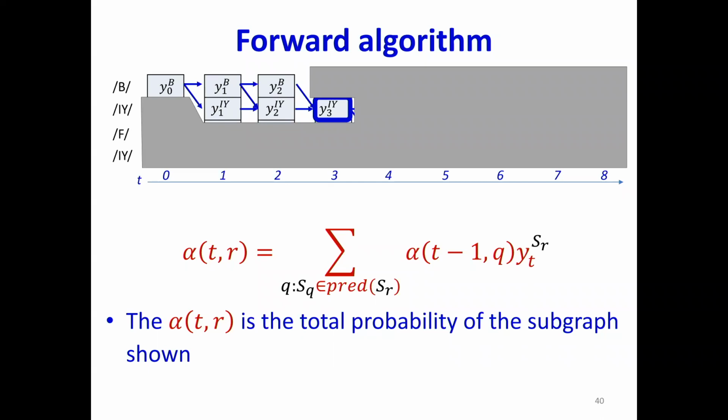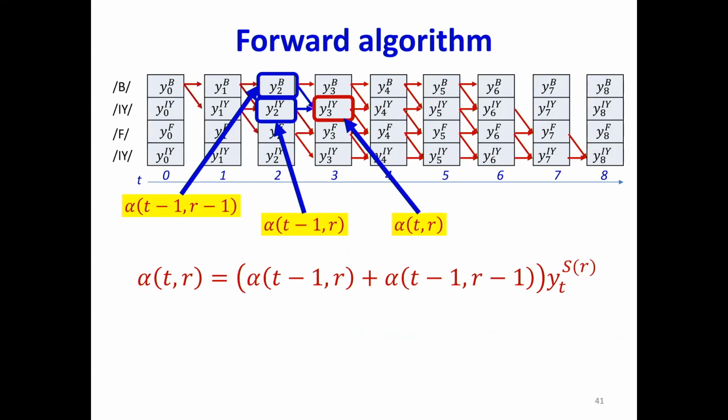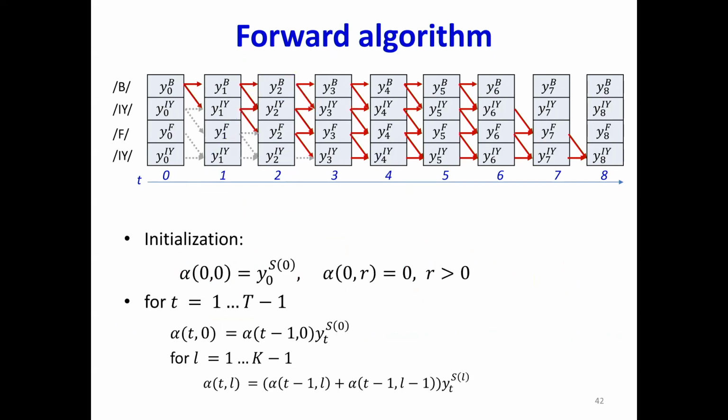So alpha TR is the total probability of the subgraph shown over here, right? And it is the sum over all of the parents of the alphas for the parents times YTR, right? So I can just write it this way. It's the sum over all the parents of the alphas for the parents, the whole thing multiplied by the probability of the node itself.